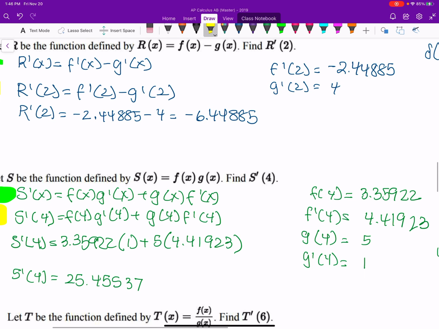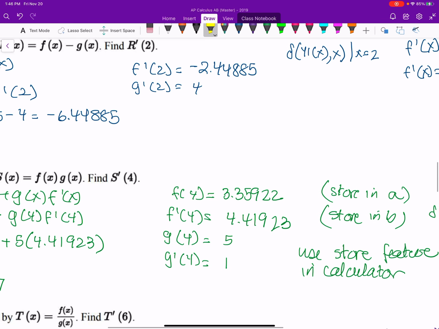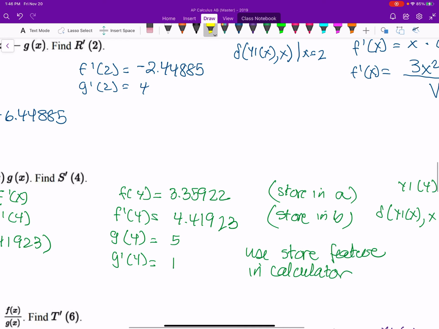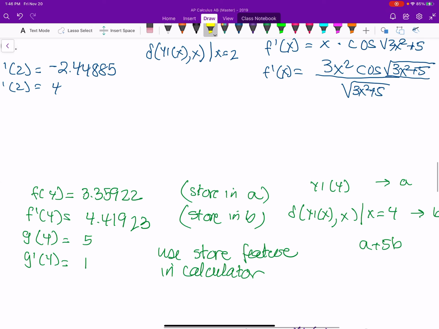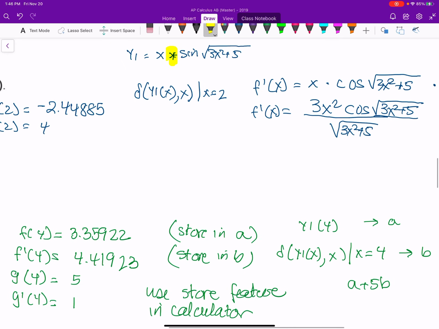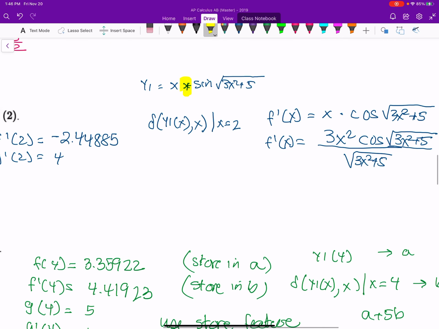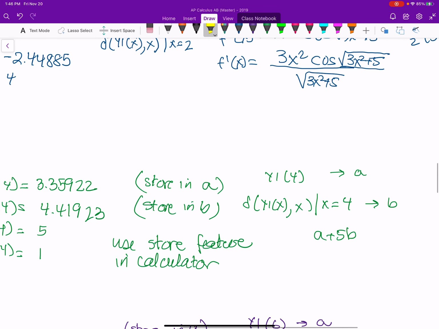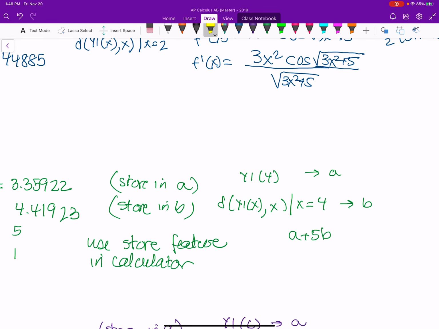So I made a little ledger. Don't forget, we're going to store now because we're going to be substituting in. I showed you in the other piece how to do that, but just to review how to do the vernacular in the calculator: first of all, we already have in y1 the function that we needed, the x times sine of square root of 3x squared plus 5. Then you're going to put in y1 of 4 in the home screen and then store that as A.